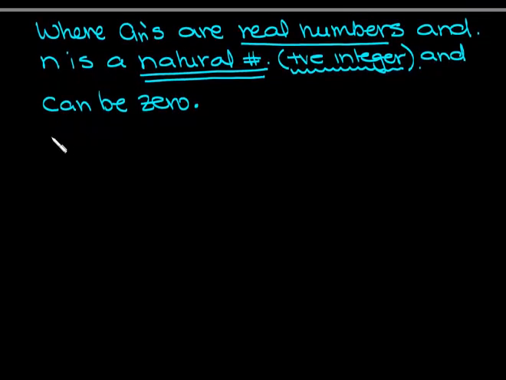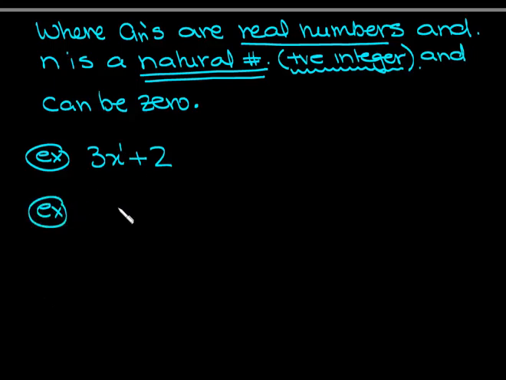Let's take a look at some examples of polynomials. The one I gave you earlier, 3x plus 2, is a polynomial. Here n is 1. Another example of a polynomial could be 4x cubed minus 3x squared plus 1. These are just examples of polynomials.